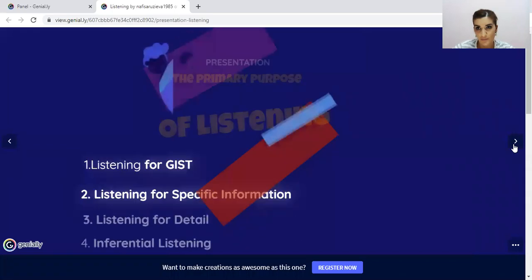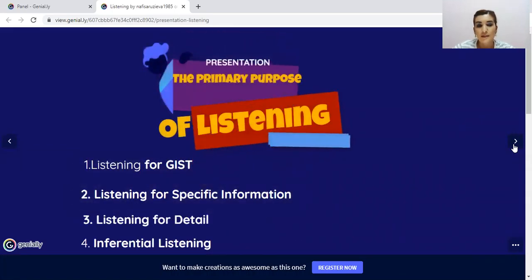So, here, of course, we should have some purposes. Let's look through them. The first one is listening for gist. The second one is listening for specific information. The third one, listening for detail. And the fourth one, inferential listening. So, what are they?